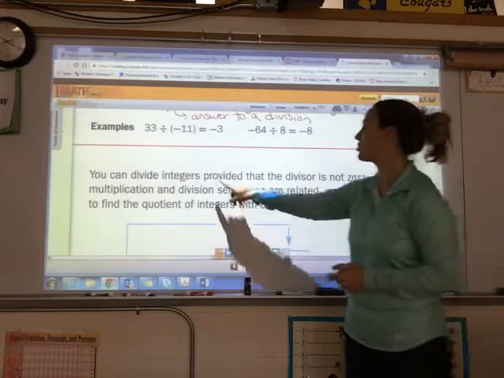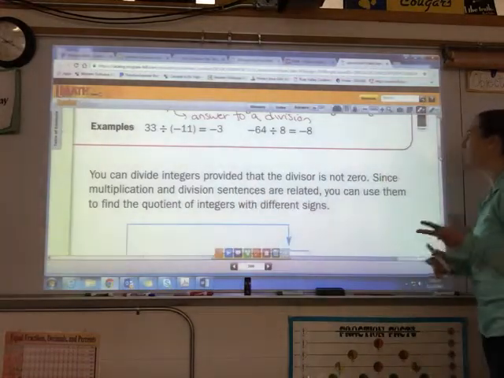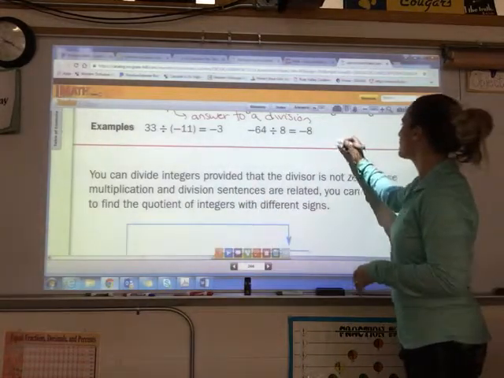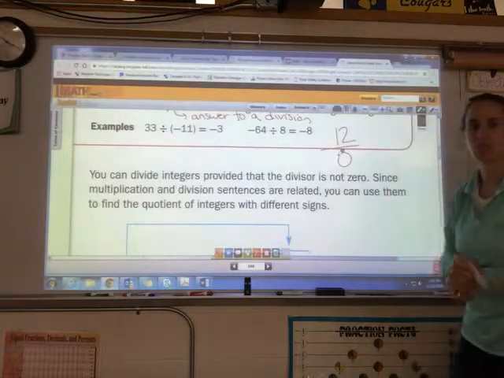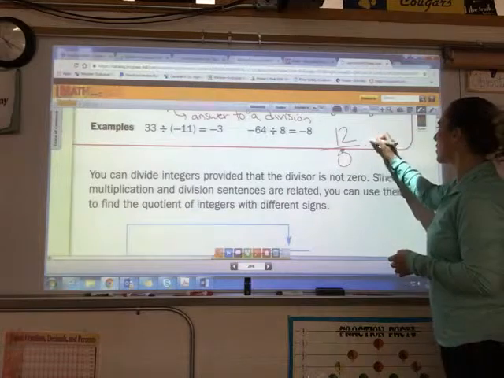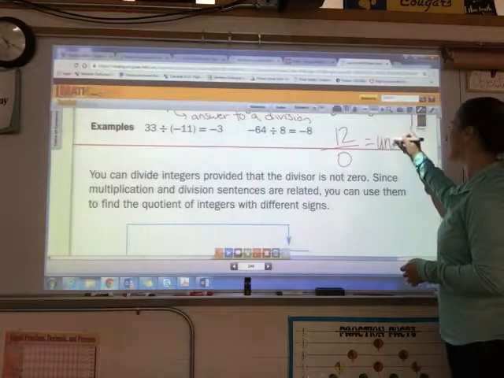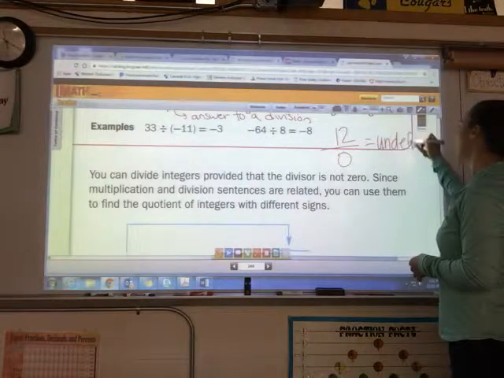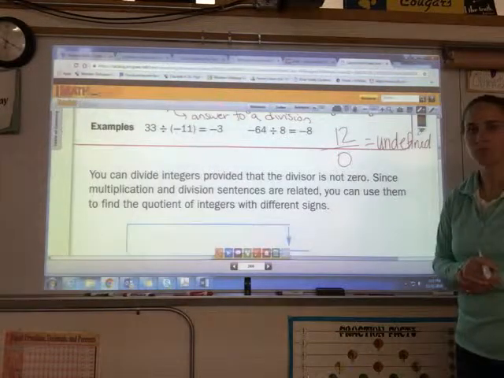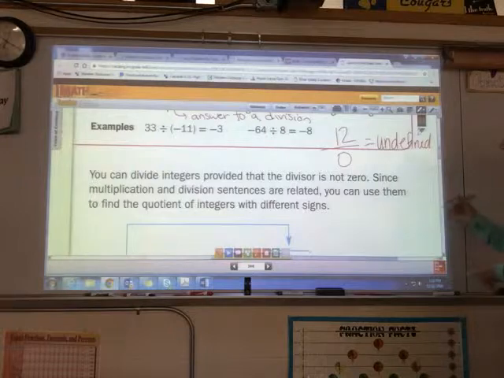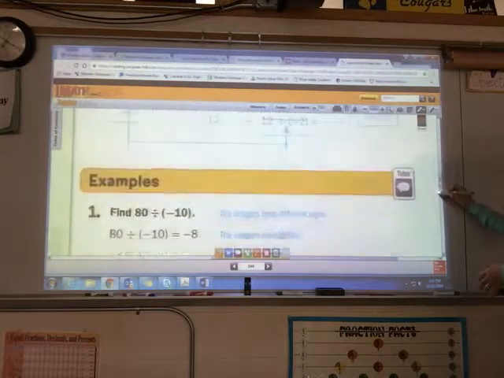One of the things you want to be thinking about is that you can divide integers provided that the divisor is not 0. Please remember, you cannot take a number divided by 0. You can't do that. This is what we call undefined. It is not possible to take a number and divide it by 0. So please be aware of that as we work through and talk about division.